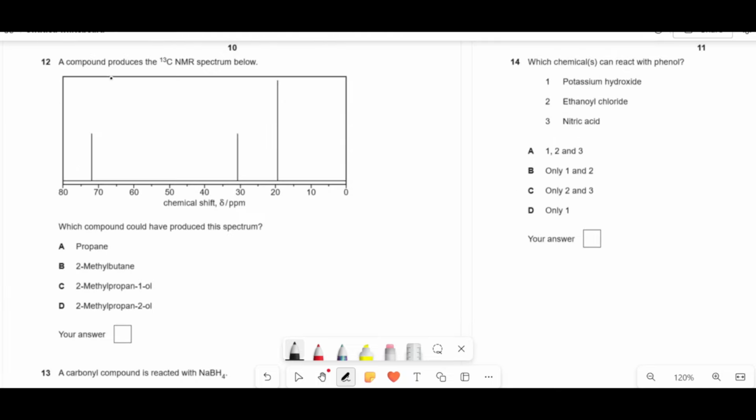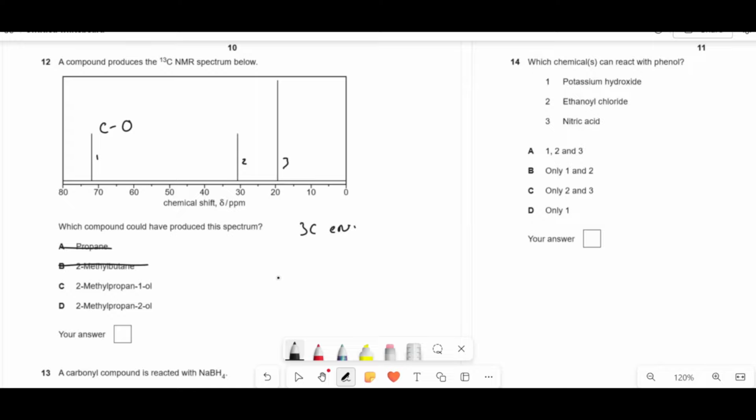So now it says a compound produces this carbon-13 NMR spectrum below. Which compound could have made this spectrum? So if we have a look at your data sheet, the peak that corresponds to this has got to be C-O, or it could be C-N and stuff. But here you can see that there's only C, H and O in this, right? So what we need to do is go through all of these and knock out which ones are not likely. So propane has no oxygens in, that wouldn't explain that peak, so that's immediately out. And the same for 2-methylbutane, right?